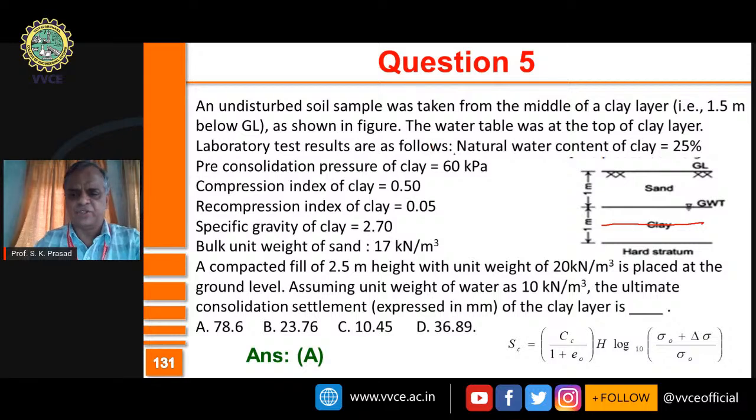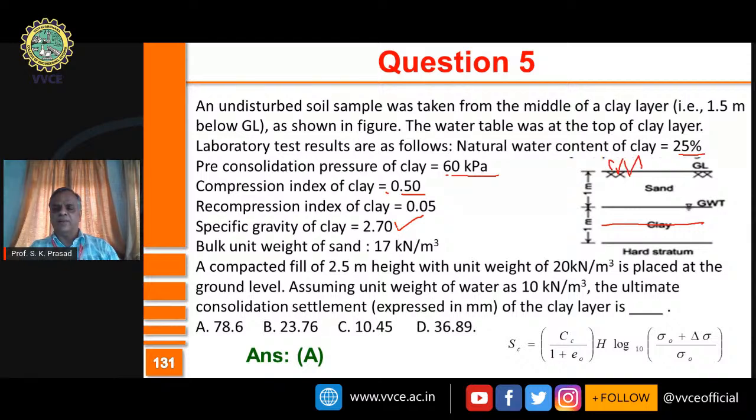Laboratory test results show that water content here was 25%. Pre-consolidation pressure 60 kilopascal. Compression index 0.5. Recompression index is 0.05. Specific gravity of clay is 2.7. Bulk unit weight of sand is 17 kilonewton per meter cube. And on top, a compacted 2.5 meter high fill having unit weight of 20 kilonewton per meter cube is to be placed on the ground level.